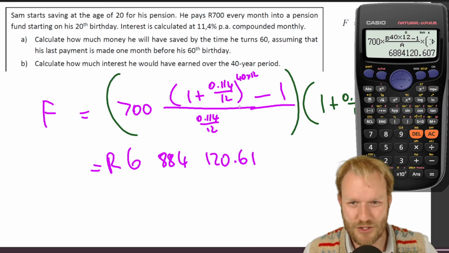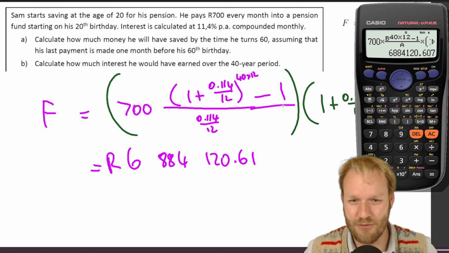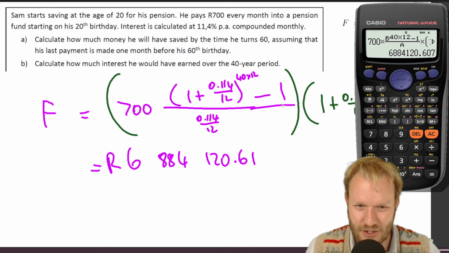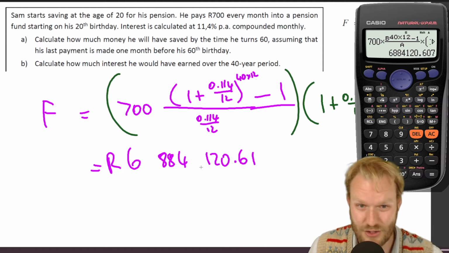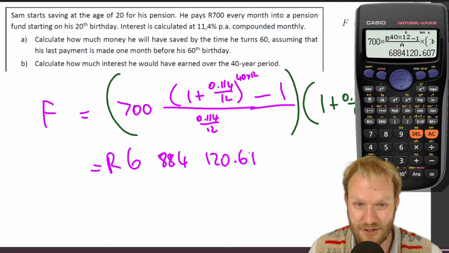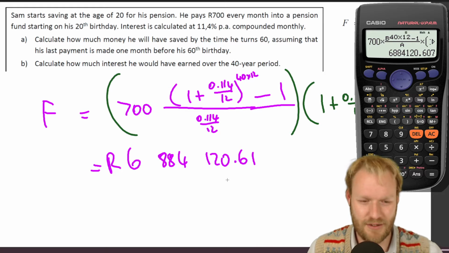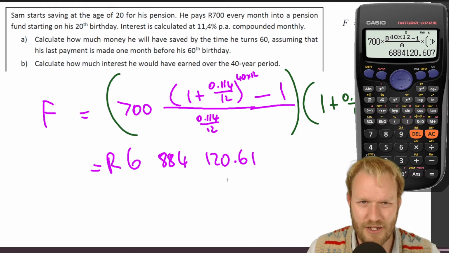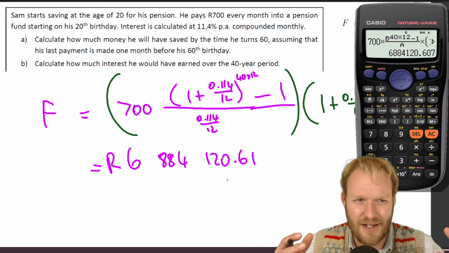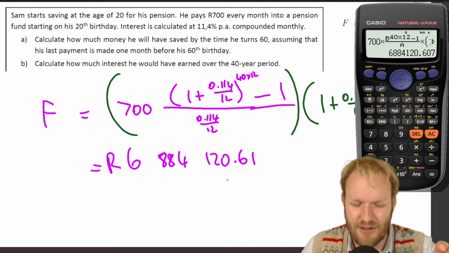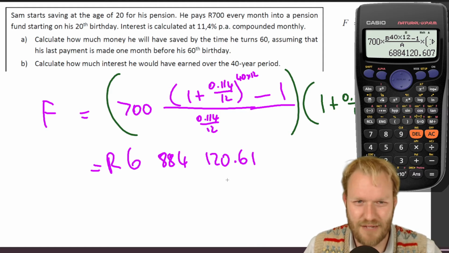Now, if you worked it all out and took maybe a more long-winded approach, as long as you're not way out in terms of your Rand, if you're a few cents out because of some rounding off along the way, it's not a big issue, but it should be pretty much that. So 6 million, that's quite a nice idea, that you put 700 Rand away every month and you've got almost 7 million Rand.